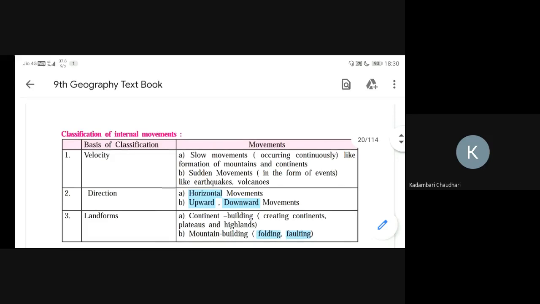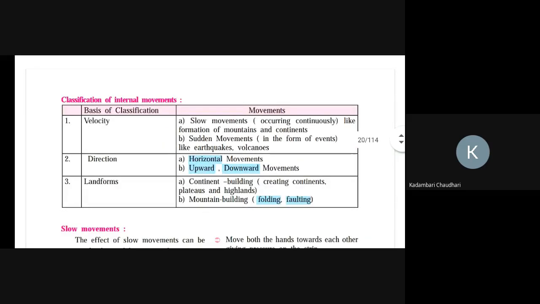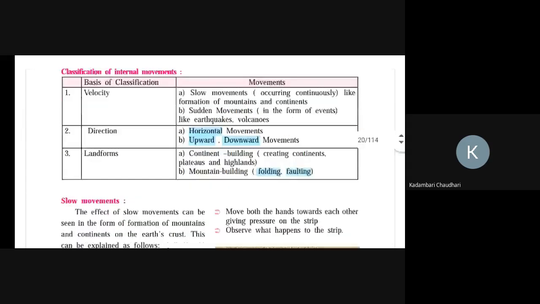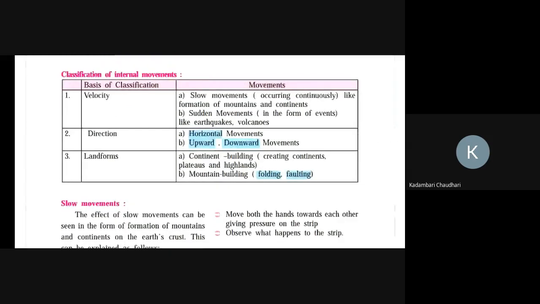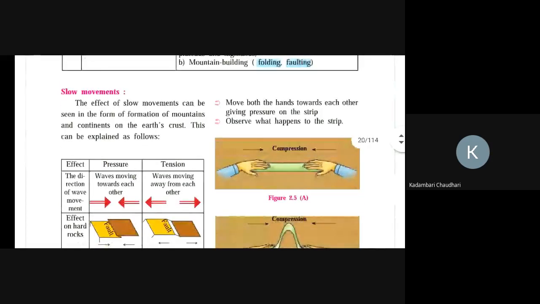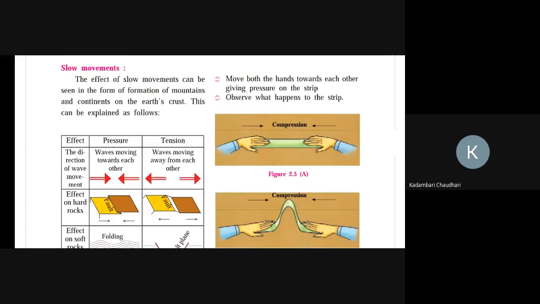Now see, first one is a slow movement. We have seen a velocity, that is slow movement occurring continuously. So I told you that this interior movement of the earth is continuously going on. But only when it gets very high or it gets unstable, only then we experience the earthquake or volcano eruptions. See here, slow movement. The effect of slow movement can be seen in the form of formation of mountains and continents on the earth's crust.